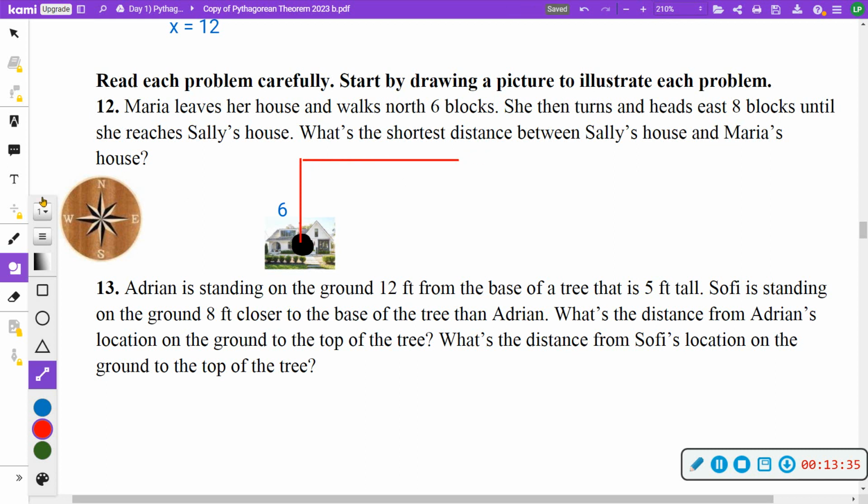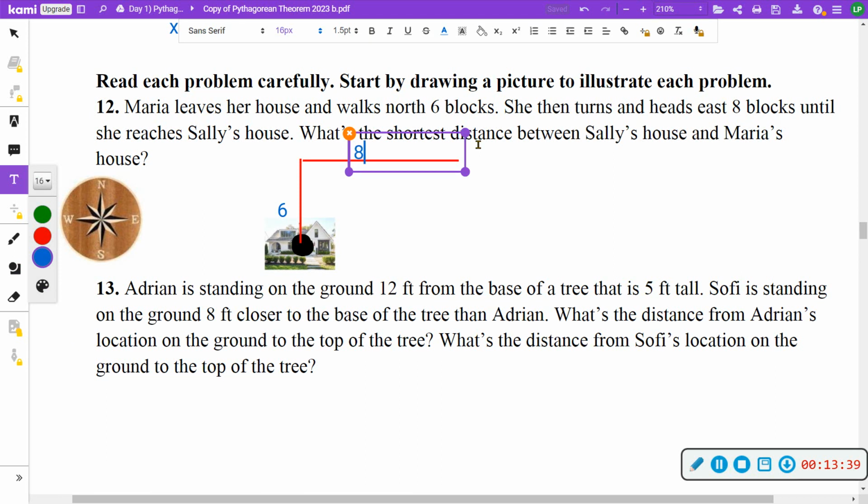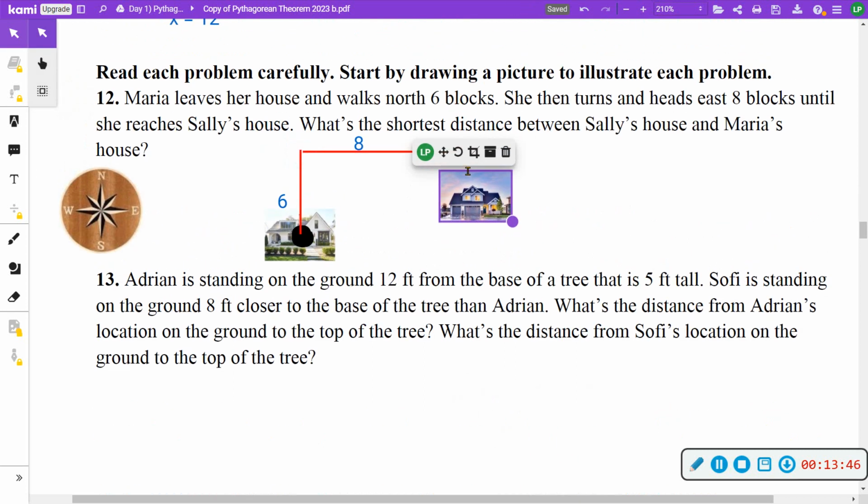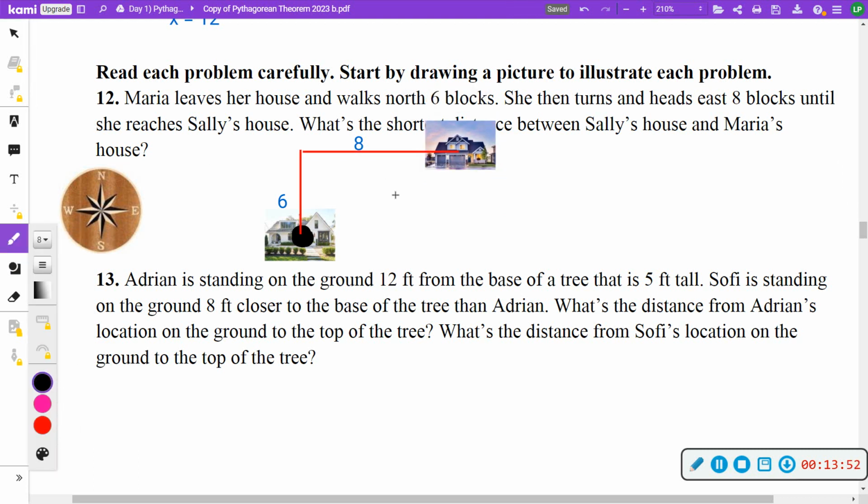So this is 8 until she reaches Sally's house. And I already found Sally's house here. Just a random image off the internet. There's Sally's house. Now she's at Sally's house. What is the shortest distance between Sally's house and Maria's house?